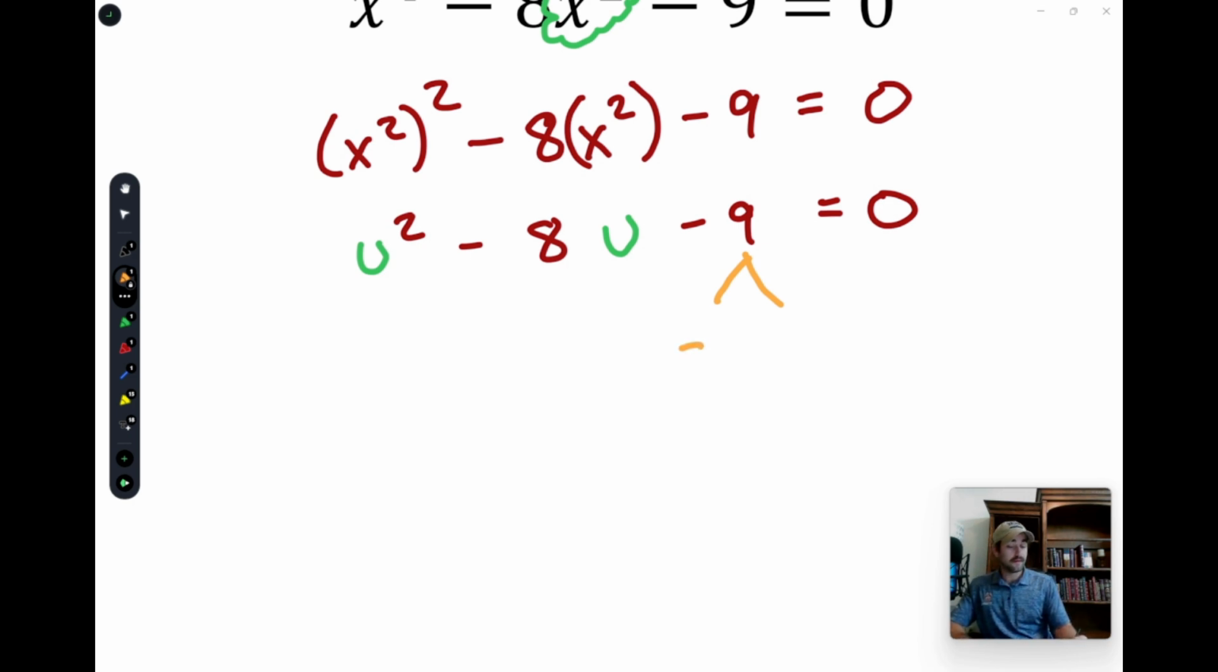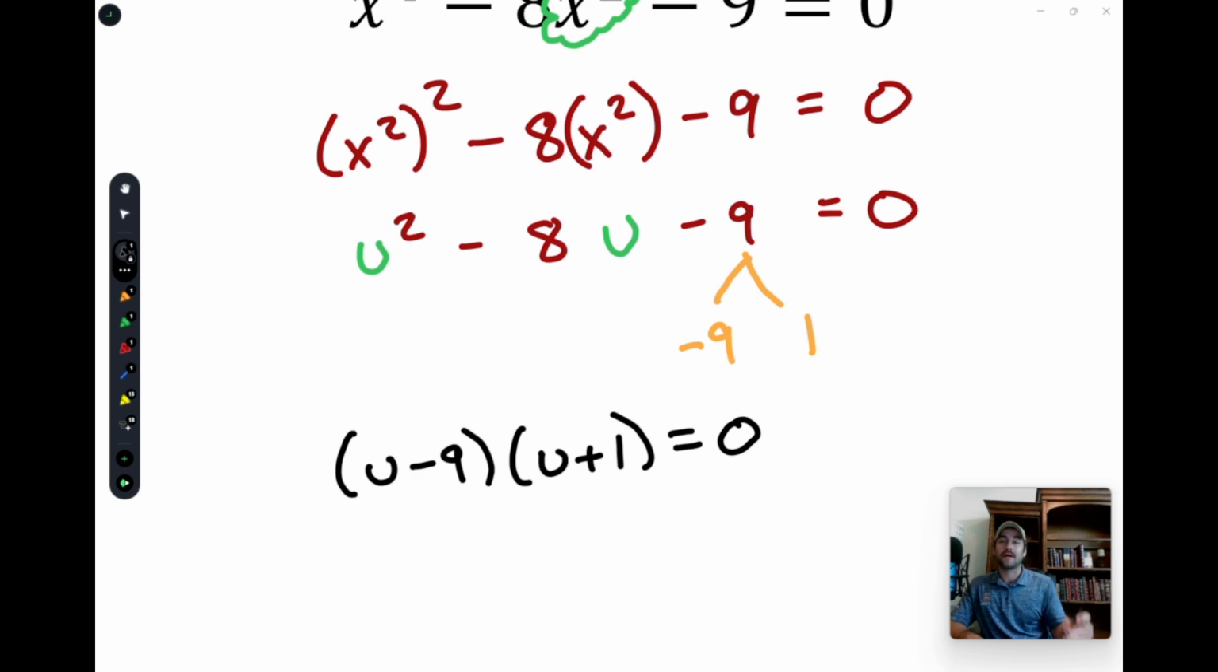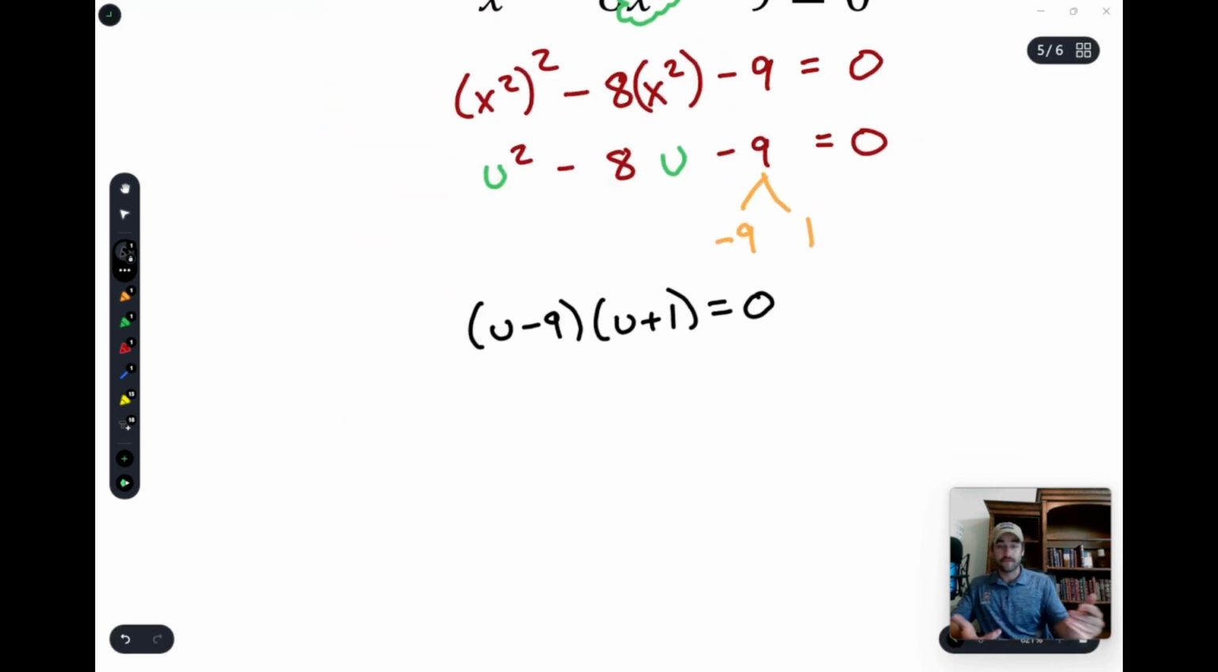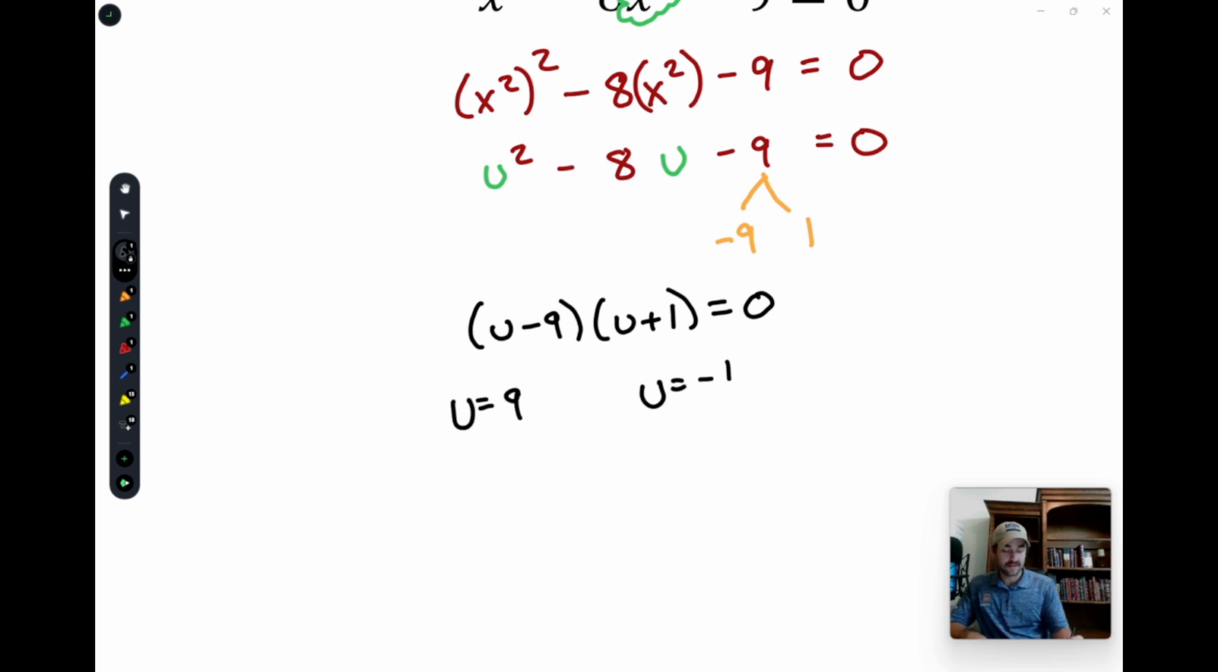Are there factors of c that add up to b? -9 and 1. Multiply those, you get c. Add them together, you get b. Looks like we got ourselves a u minus 9 and a u plus 1 equals 0. Now we can apply the zero product property from the very beginning of quadratics to solve for u, which means that u equals 9 and u equals -1.